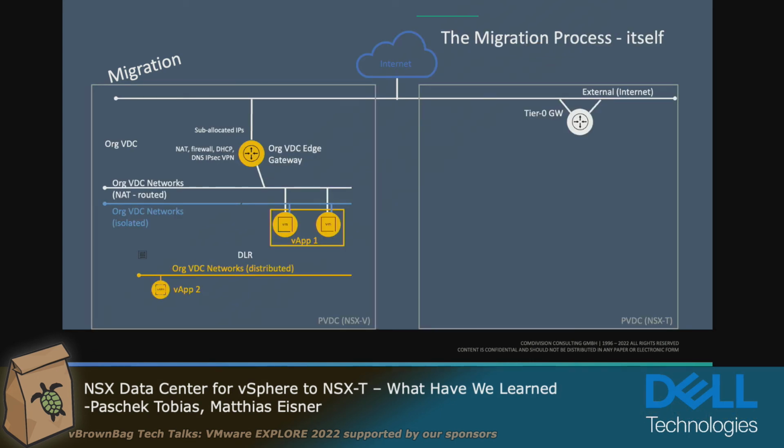All right, let's focus on the migration process itself. We just start with a very simple customer having an external network, OVDC network, vApp, a few virtual machines, and NSX V in place.